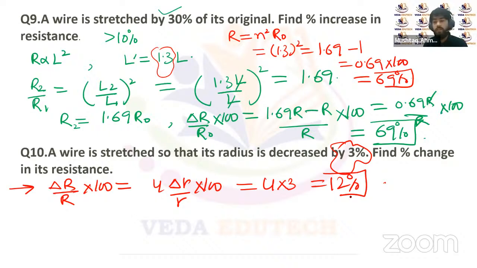If the radius of this conductor is decreased by 3%, or the percentage change in the radius of this conductor is 3%, then the percentage change in the resistance of this conductor has to be equal to 12%, right?